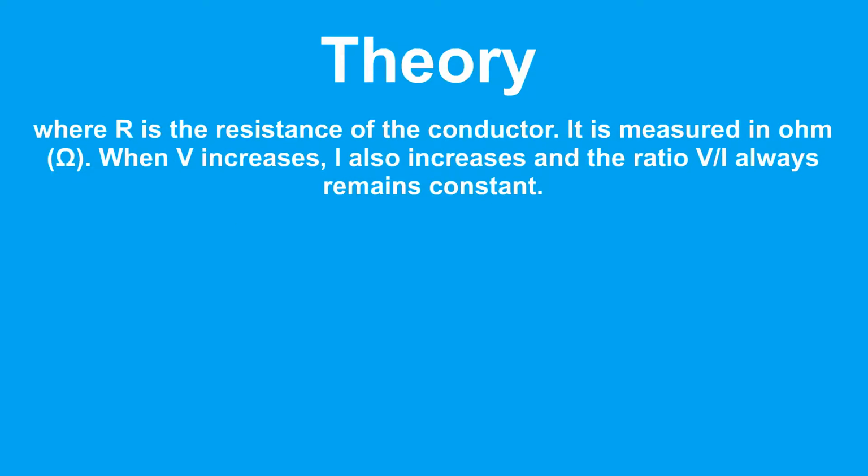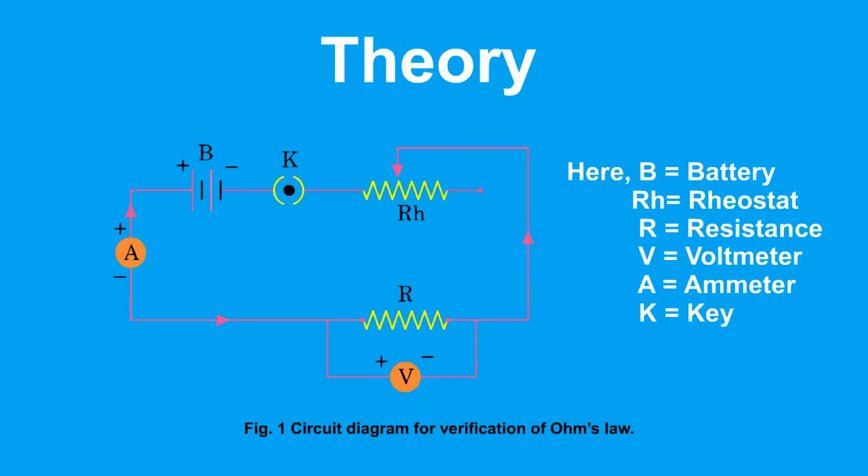When V increases, I also increases, and the ratio V by I always remains constant. Here, B is equal to battery, RH is rheostat, R is equal to resistance, V is equal to voltmeter, A is equal to ammeter, K is equal to key. Figure 1. Circuit diagram for verification of Ohm's law.